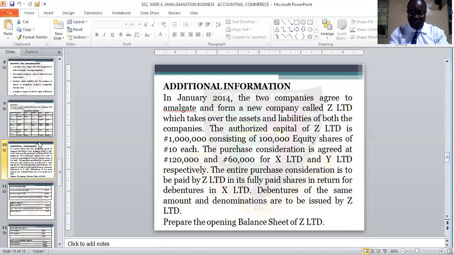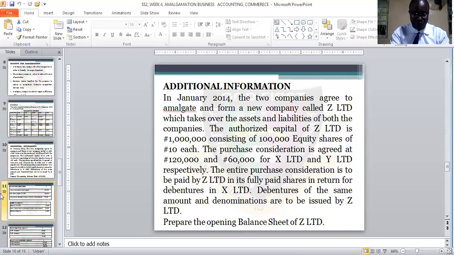The entire purchase consideration is to be paid by Z Limited in its fully paid shares in return for the venture in S Limited. The debentures of the same amount and denomination are to be issued by Y Limited. Then prepare the opening balance sheet of Z Limited. So we are going to prepare the opening balance sheet of S Limited.